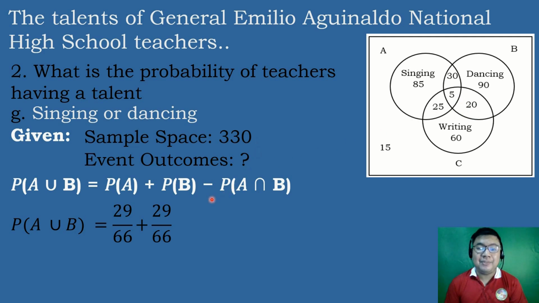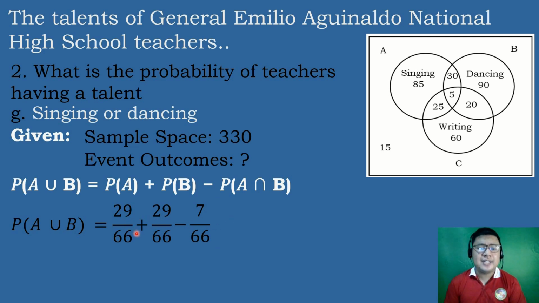And we will be simplifying that. That is equal to 29 over 66. We have already solved it earlier again. Minus the probability of A intersection B. So A intersection B, so we will be getting 30 plus 5 as the event outcome, so 35 over 330, and its lowest term is 7 over 66. Again, this has already been computed on our earlier example.